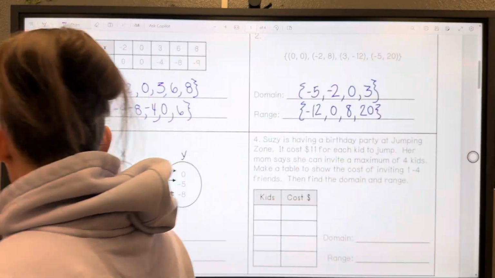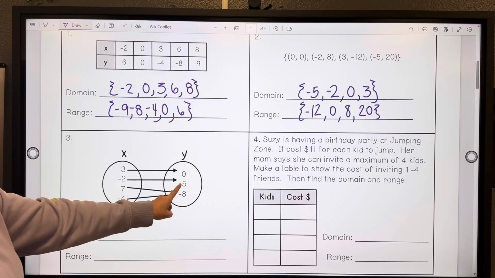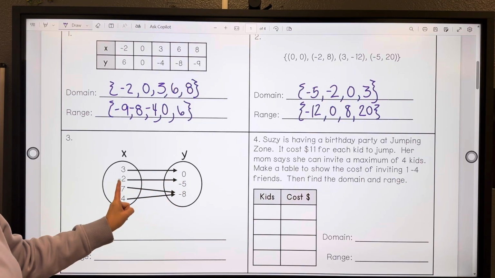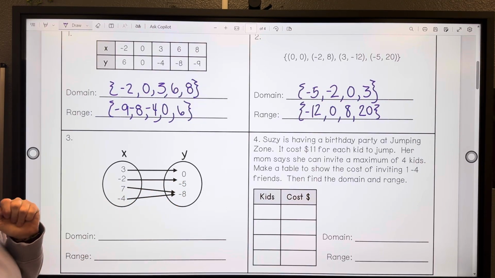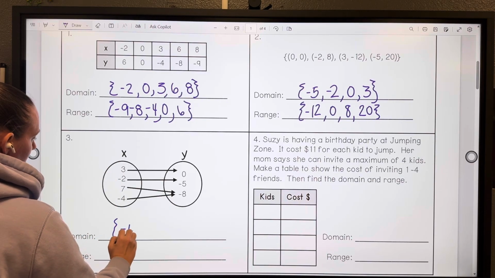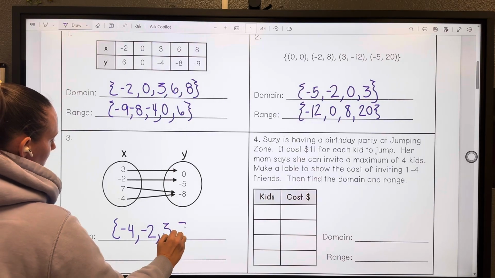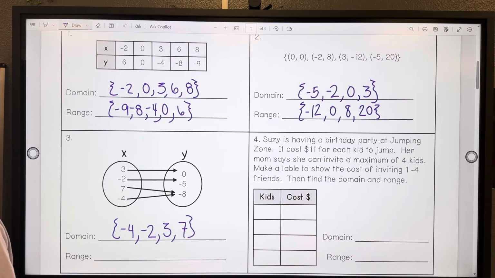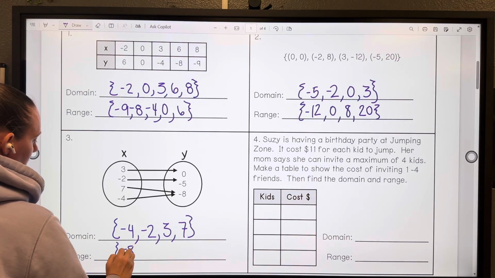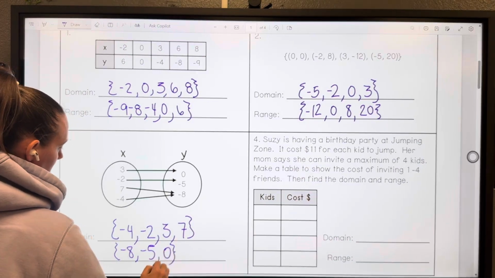All right, this picture is telling us the points (0, 3), (-2, -5), (7, -8), and (-4, -8). So all I need to do for the domain is pick my x values and put them in order. So -4, -2, 3, and 7. And then the smallest on this one is the -8, and then the -5, and the 0.